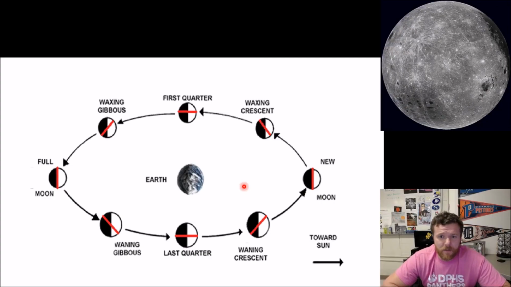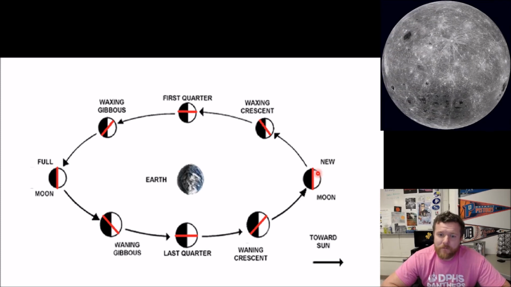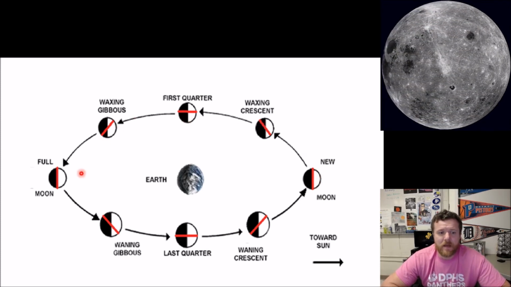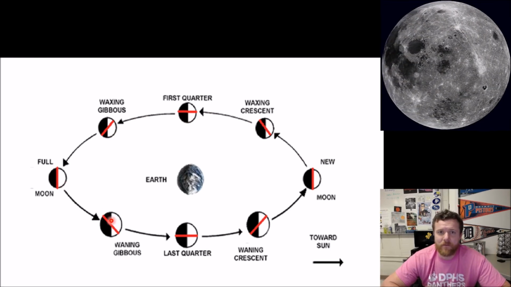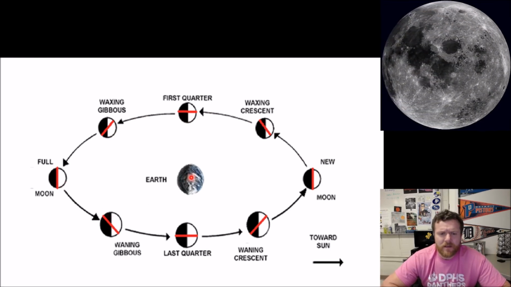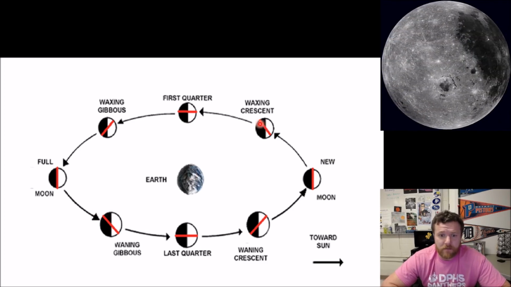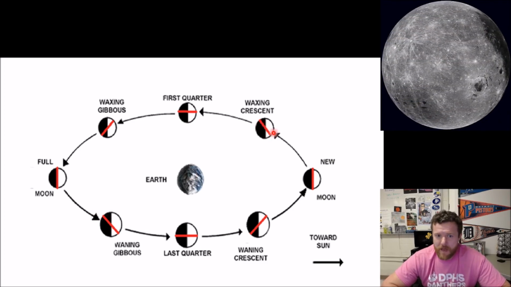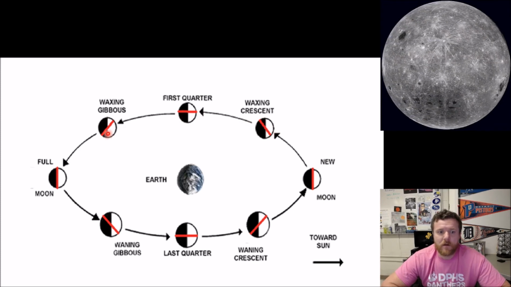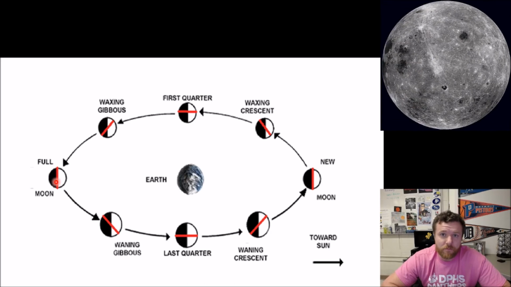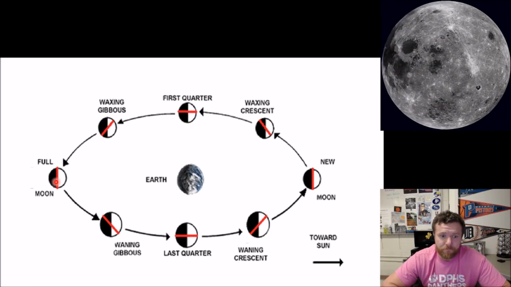I want you guys to notice in this drawing that half of the moon is always lit up. No matter where the moon is in its orbit, exactly half of it is lit up from the sun, just like half of the earth is always going to be lit up. We can also always see half of the moon, the half that is facing us. What changes is how much of that lit up side of the moon we can see.